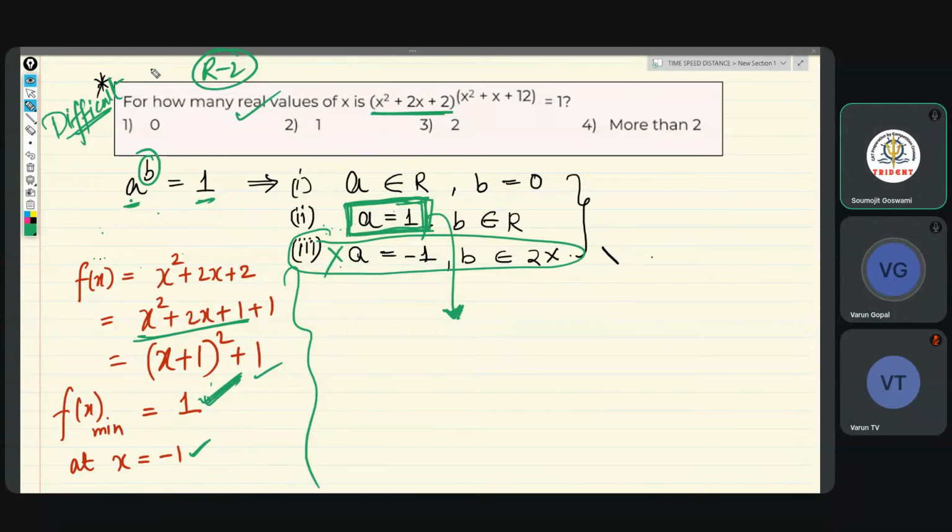With this, I have already been able to eliminate this part because a cannot be equal to negative 1, because a is already plus 1. So if it is plus 1, it cannot be negative 1, right? Yeah.